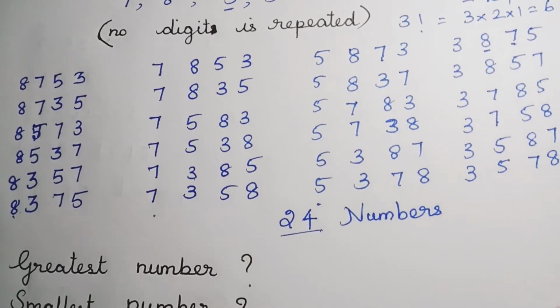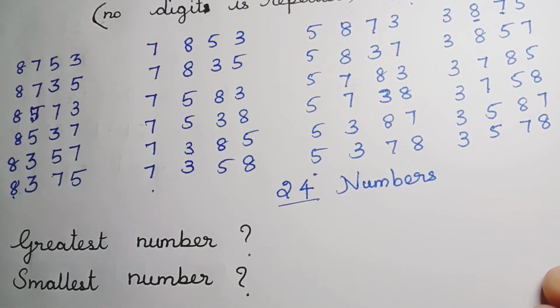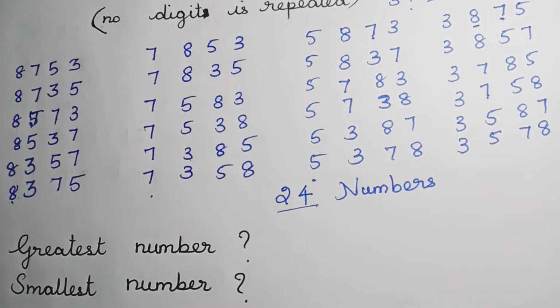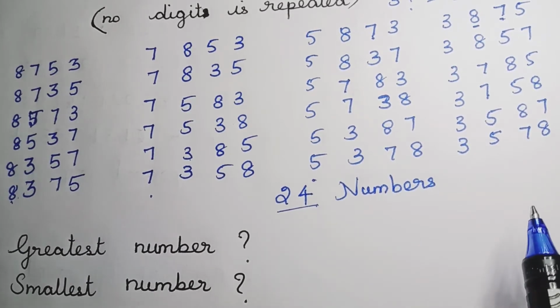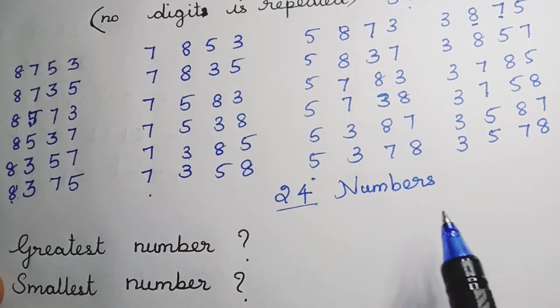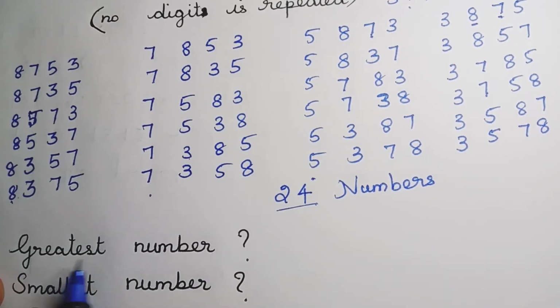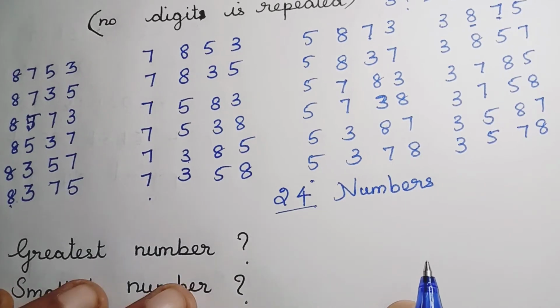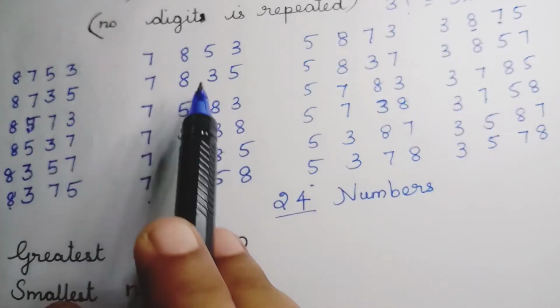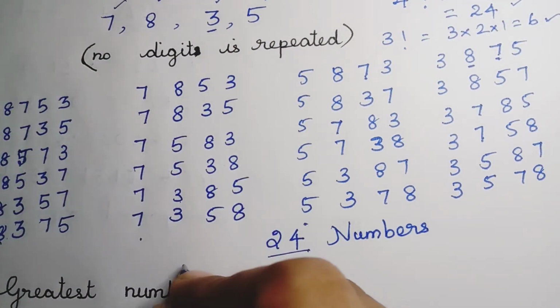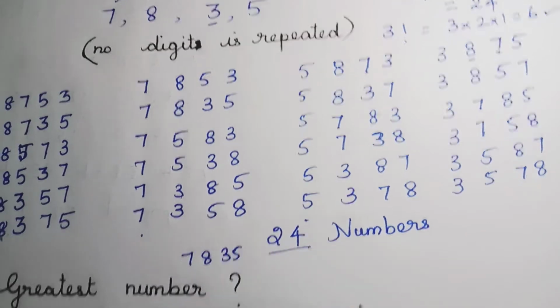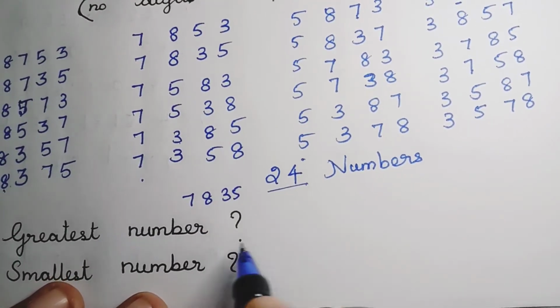Now the question is, you have to find out what is the greatest number and what is the smallest number among these 24 numbers. Okay, so either you can write it down and find out the answer, but the shortcut is to find the greatest number and smallest number, you can easily write it in descending and ascending order. Okay, so the greatest number, how will you find out? For this 7835, you have to write it down using descending order.